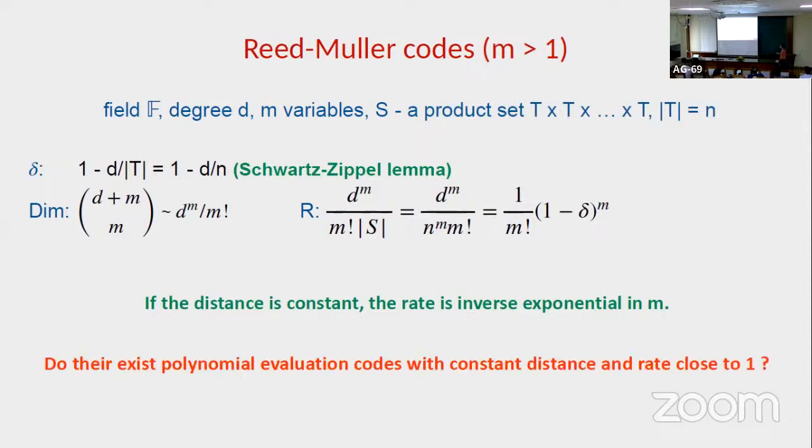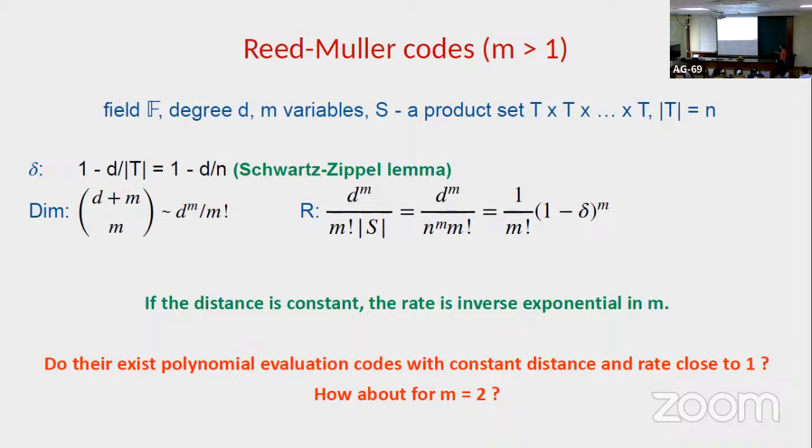So the question that we're going to be interested in is to understand if there exist polynomial evaluation codes where I can get constant distance and rate close to 1. I want the distance to be a constant, but I don't want my rate to fall as m grows. So even for m equals 2, if you take delta to be a constant, then the rate is 1 over 2 times 1 minus delta squared. So there is a factor 2 in the denominator, which means the rate cannot exceed half.